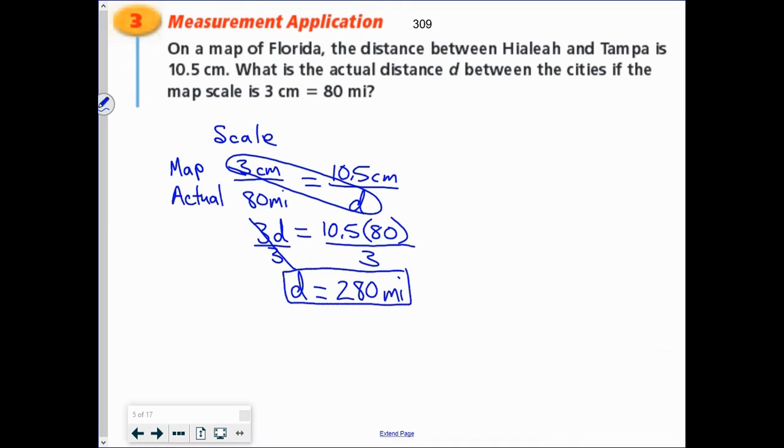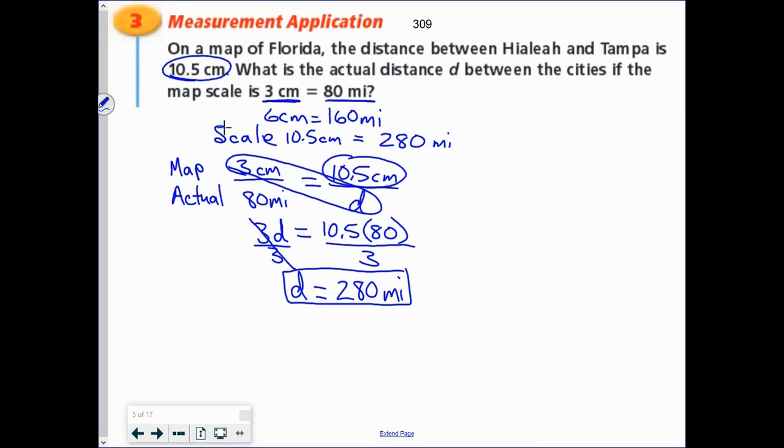Okay? So just to make sure our answer makes sense, because we should do that, 3 centimeters is 80 miles. So if we had 6 centimeters, that's twice as much as 3. That would be twice as much as 80. So that would be 160 miles. Down here in our problem, it's 10.5 centimeters. And so 10.5 centimeters equals 280 miles. Is that a reasonable answer? I would say yes, it is. So we can be confident in our answer.